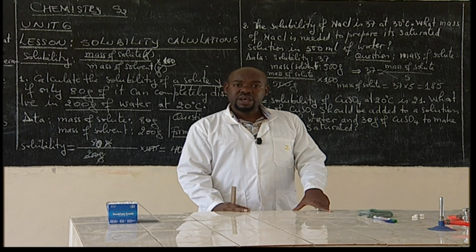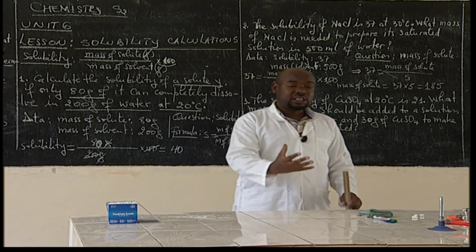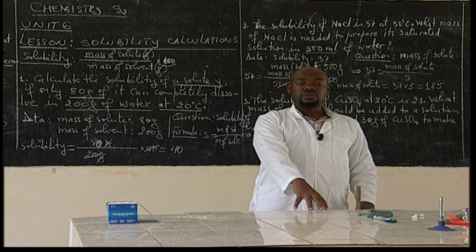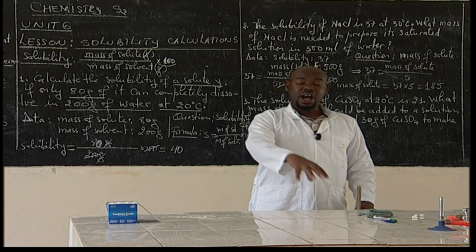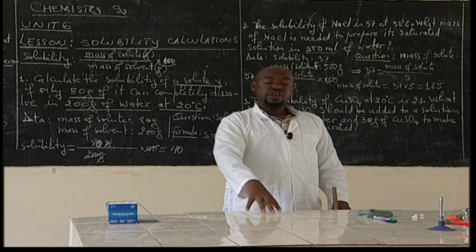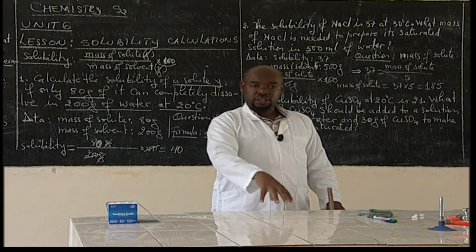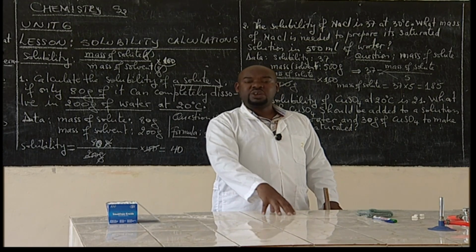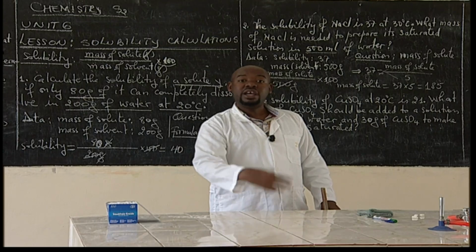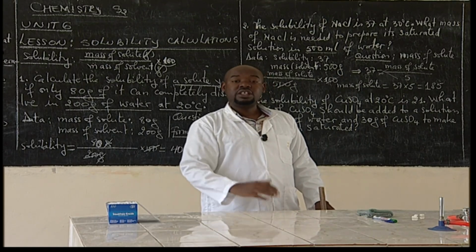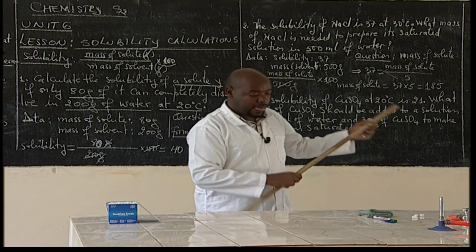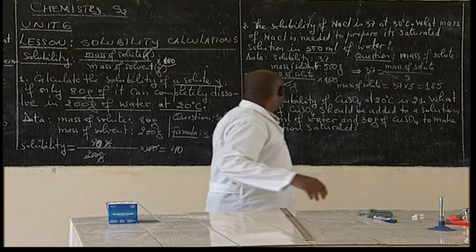Yeah, it makes sense. You find the mass which is already in the solution, and remember we have solubility, and then you find the mass which is supposed to be used to make a saturated solution, and then calculate the difference. The difference is what we have to add. Let us work it out.